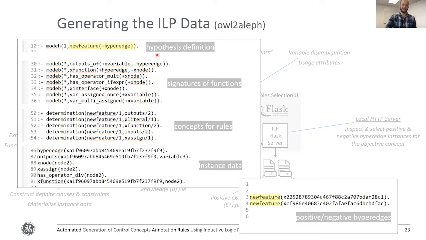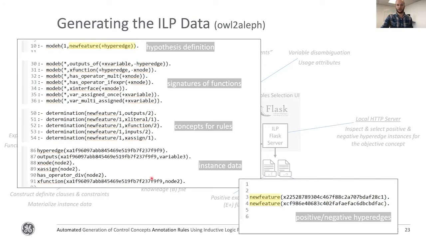So this is the .b file. We see that we have the hyperedge definition, that a feature is a hyperedge, and there are signatures for each of the functions. So the operator takes a node, and this one takes a variable, concepts for rules, how many inputs and outputs they have, the instance data. So this is where the actual C file comes into play. For example, we have a hyperedge that outputs some sort of a variable. It also uses some functionality. The functionality has a specific operator, division in this case. So this is a very long file that is materialized from the original knowledge graph file, the semantic model, and using the different functionalities we talked about before. It just generates the materialized B file, or the materialized Aleph data, ILP data.